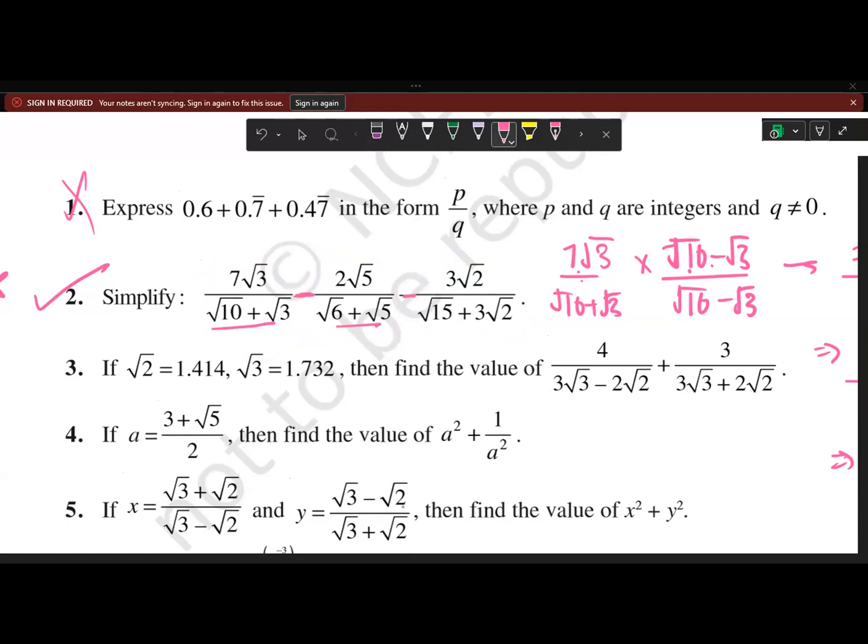Ma'am, first should we simplify the 7 root 3, then 2 root 5, then 3 root 2, right? Yeah, one by one, simplify all the 3 fractions. Okay, ma'am.